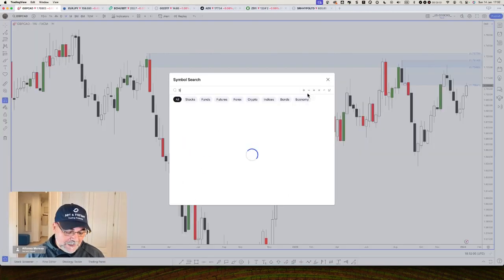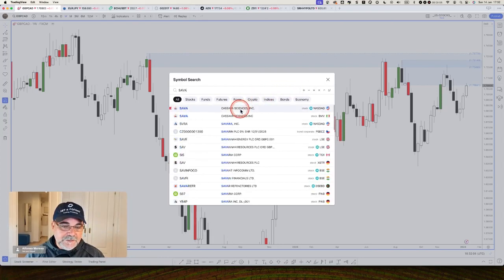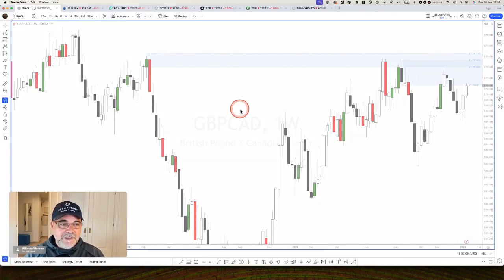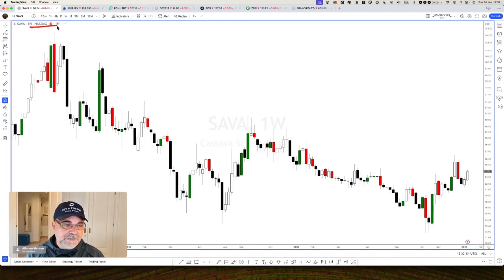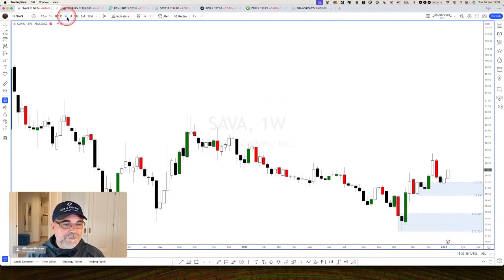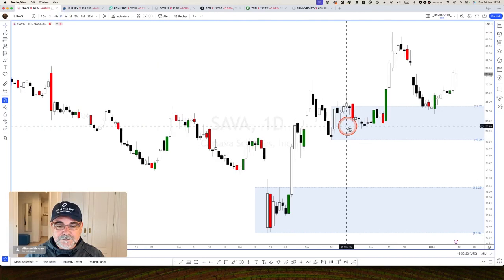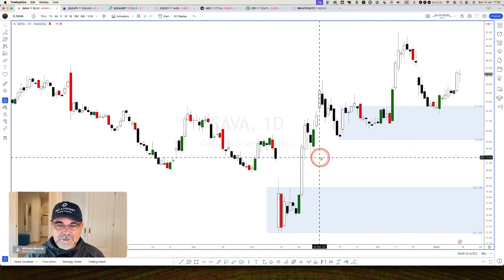Let's take a look at another example I analyzed recently for a long-term type of trade for Cassava Sciences stocks. This is a biotech company trading on the NASDAQ exchange in America. So here, this is what we have. Let's take a look at the daily time frame over here.